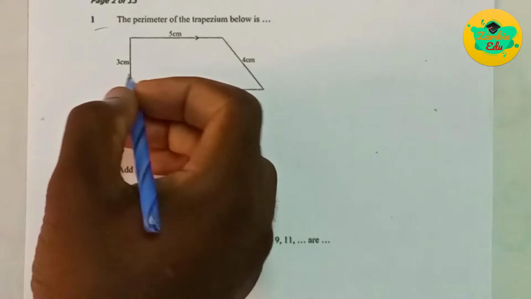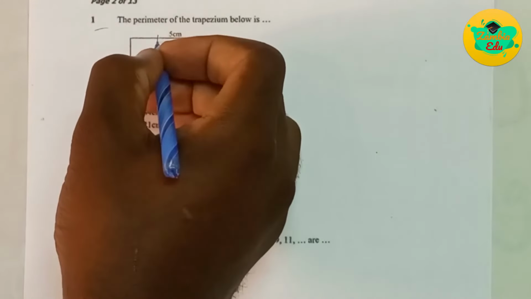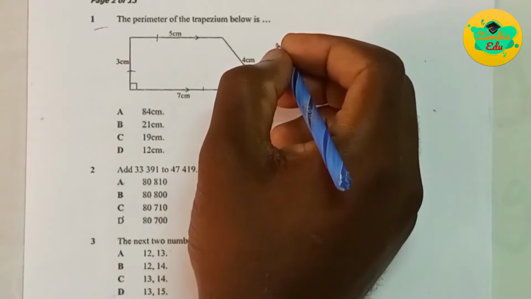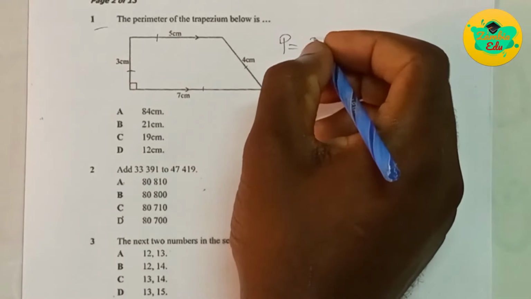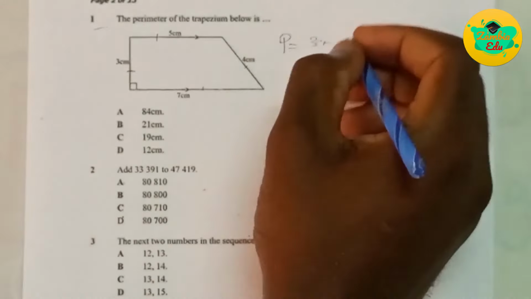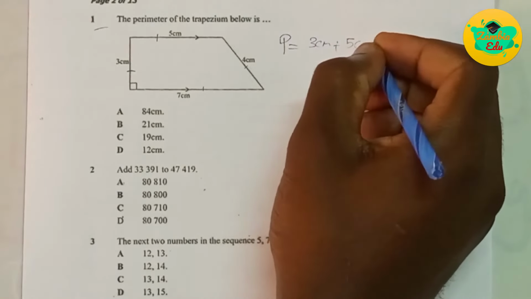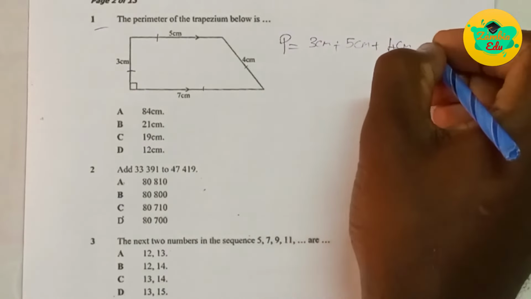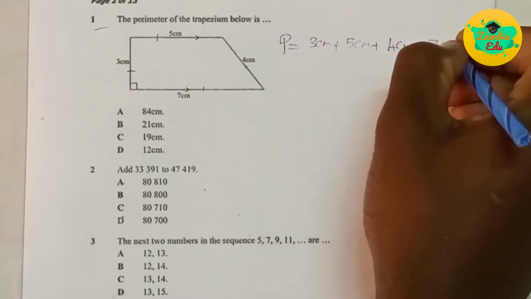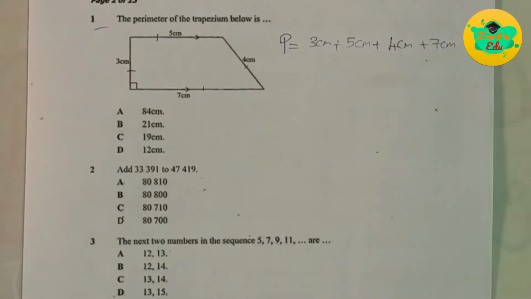We're able to see that this distance is 3 centimeters, that distance is 5 centimeters, 4 centimeters, and 7 centimeters. For you and I to be able to find the perimeter of that given shape, we are going to add all the distances around this trapezium. So let's begin. We can say P, perimeter, is equal to 3 centimeters, plus 5 centimeters, plus 4 centimeters, plus 7 centimeters. All right, so let's add that together now.